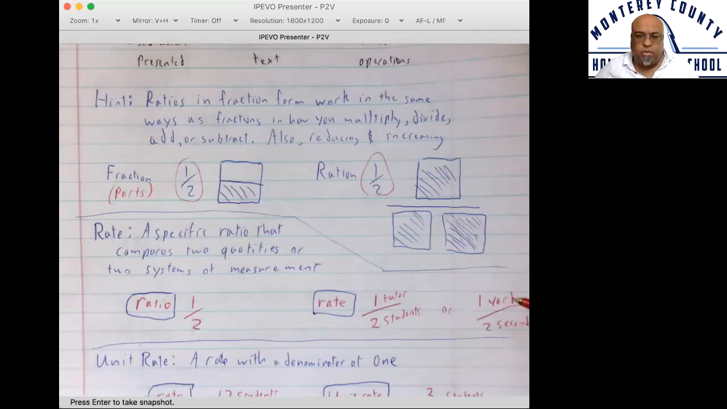Now, you'll notice with both of these, I'm comparing two different measurements. I'm comparing yards to seconds. That's a rate. And this one is not specifically a measurement, but it's just two different things: one tutor, meaning someone to teach or instruct on something, compared to every 2 students.